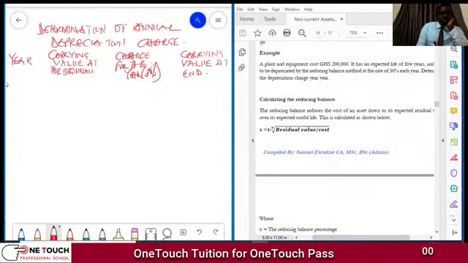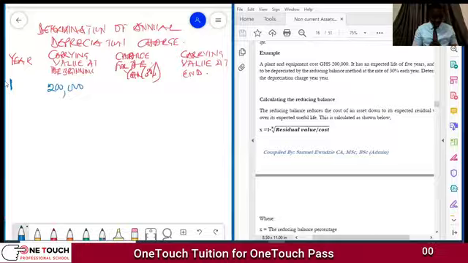Okay, so we have year one, the carrying amount will equate the cost, which is 200,000, and the depreciation charge is what? 30%. So 200,000 times 30%, that gives us 60,000. Okay, so to get the carrying amount, it's the carrying value at the beginning, which is 200,000 minus the depreciation, which is 60,000. So the carrying value at the end will be 140,000.